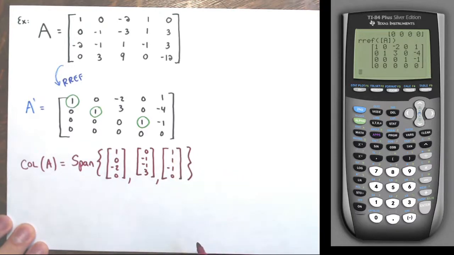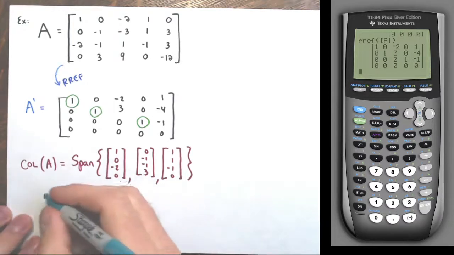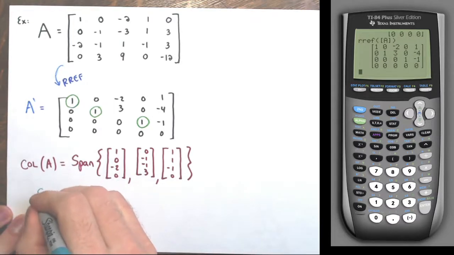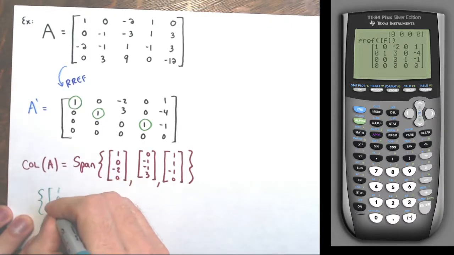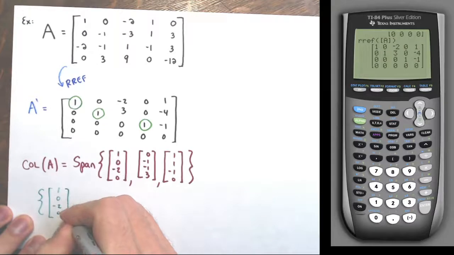This is a subspace of R4. It is not R4. And this set forms a basis, the set with these three vectors. Just drawing them again.